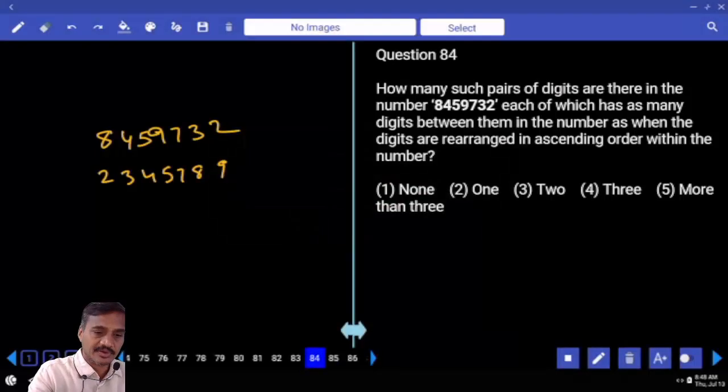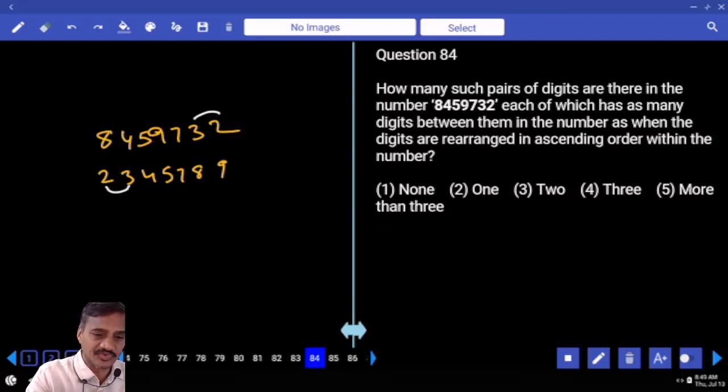Now here, 2 and 3 are adjacent. Now here also 2 and 3 are adjacent. After rearranging them, how many such pairs are there as that of the given number? Then 2, 3 and 2, 3, 4 it is not there. And 3 and 4. 2, 3, 4, 5, 6, 7, 8. 2, 3, 4, 5, 6, 7. And 3, 4, 5, 6, 7, 8. Equivalent 4, 5, 6, 7, 8.